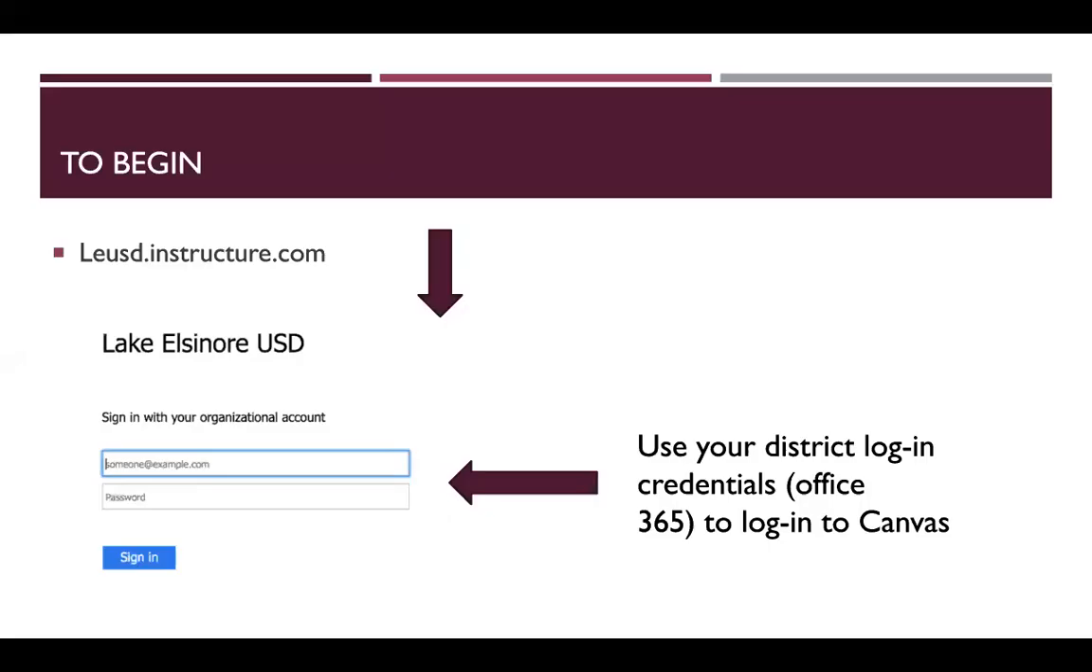So if you want to do a split screen, you've got my Zoom on one side, and you're opening a window of your own. In order to get to Canvas, you go to leusd.instructure.com. I made a little bookmark up at the top of my screen, so I'm not having to type it in every time. And then you're going to use your district login credentials, your Office 365 email and password, to sign in.